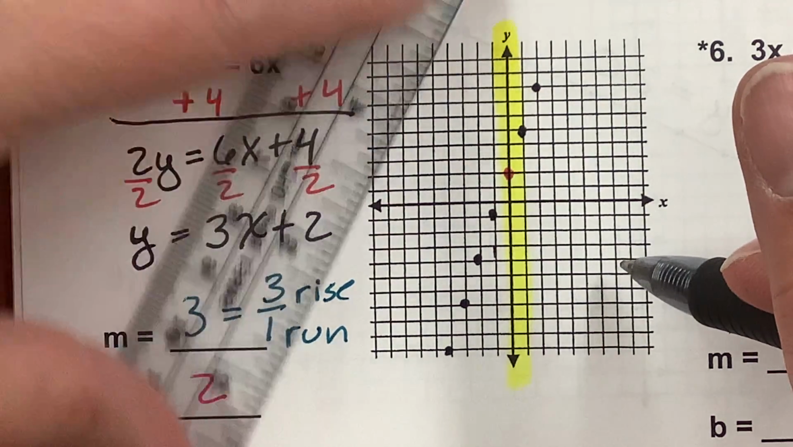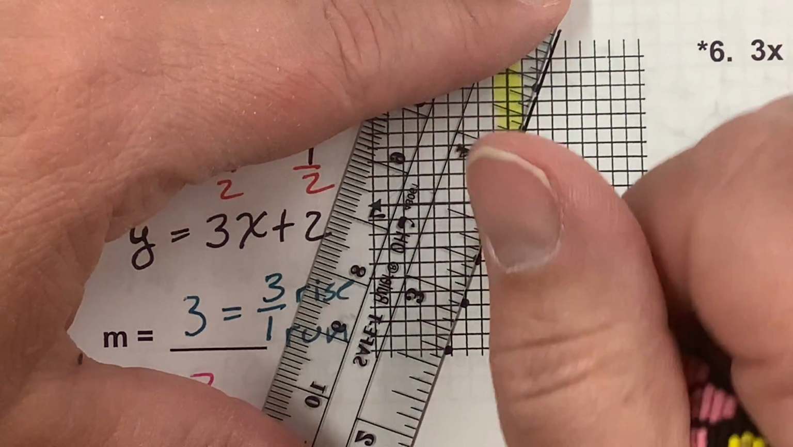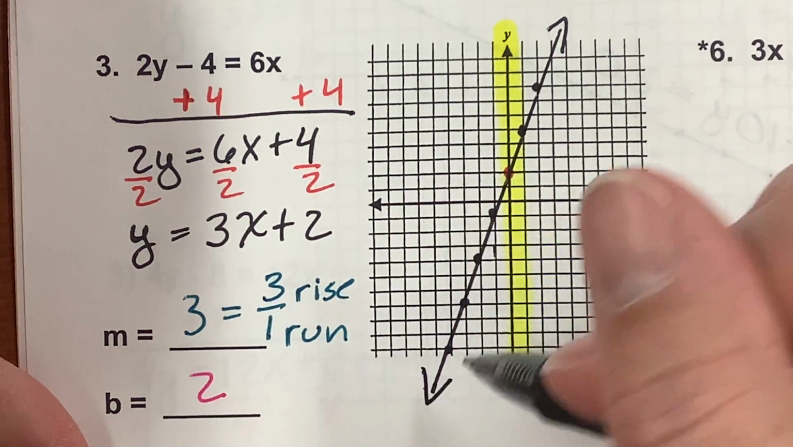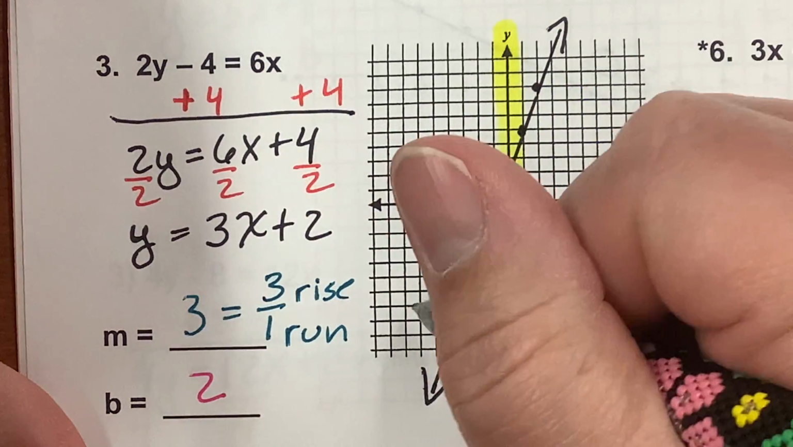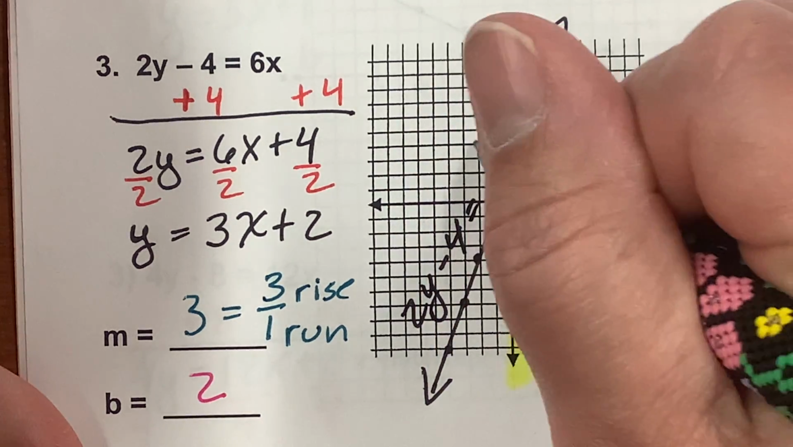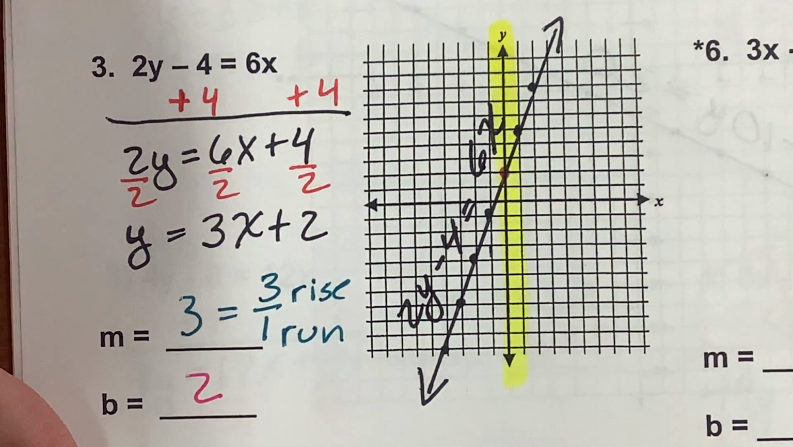So connect all those little points, above and below the grid, arrows on either side, and original equation, 2y minus 4 equals 6x. All right, next one.